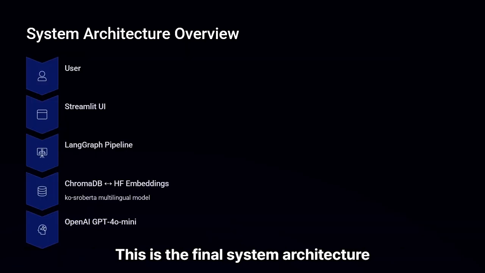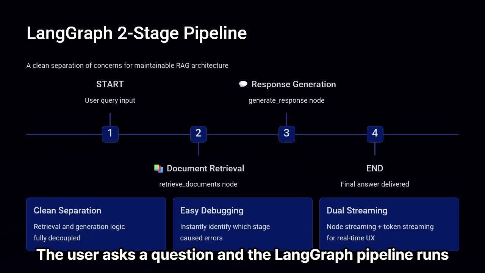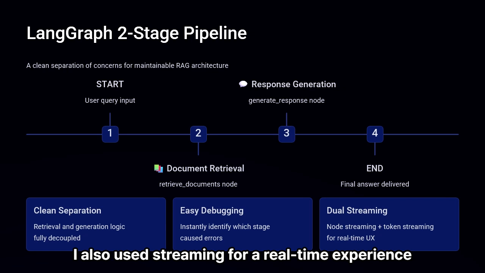This is the final system architecture. The user asks a question and the LangGraph pipeline runs. In LangGraph, I clearly separated retrieval and generation. This makes debugging easy. If an error occurs, I know exactly where it happened. I also used streaming for a real-time experience.